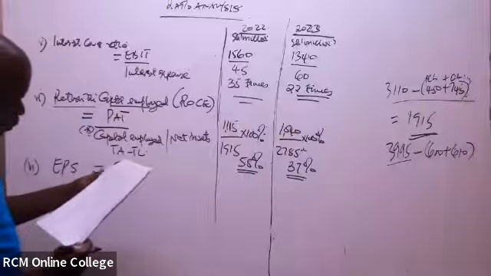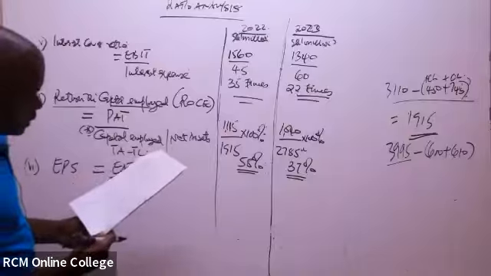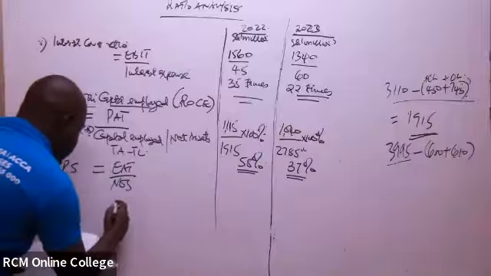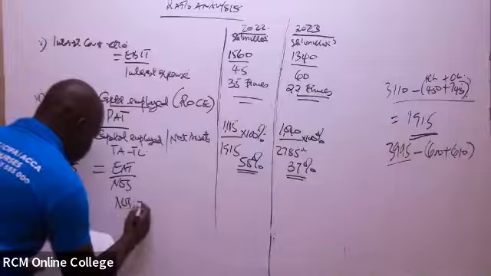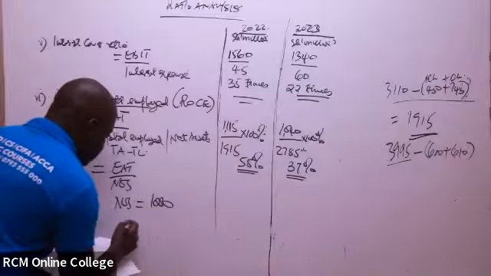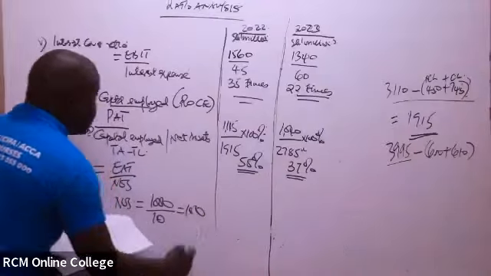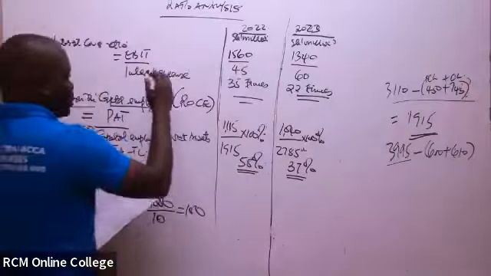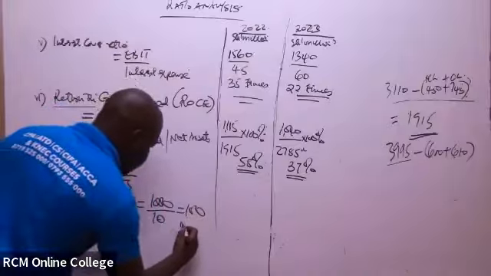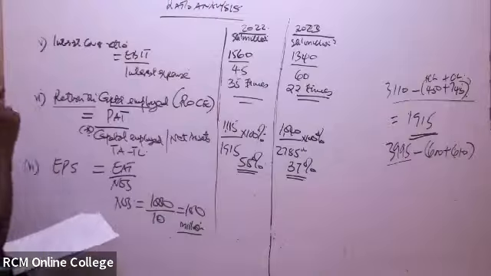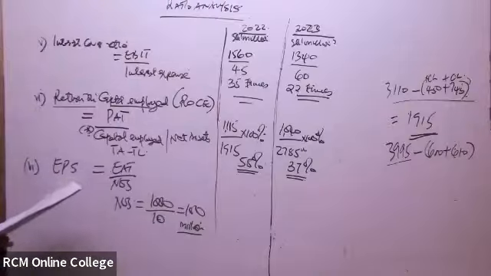For each and every share it is 10. So it means we'll have to divide 1 million over 10. This one divided by this comes to 100. Remember, we are talking about millions, so it will be 100 million. So the number of ordinary shares in this case is 100 million.